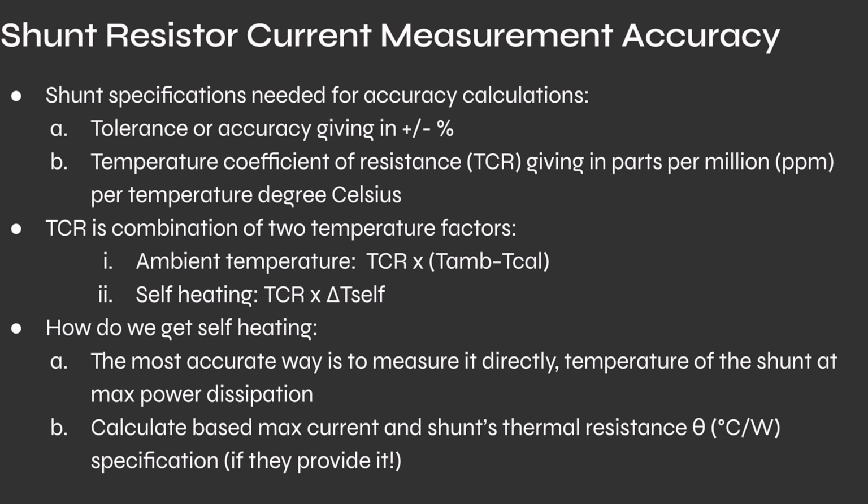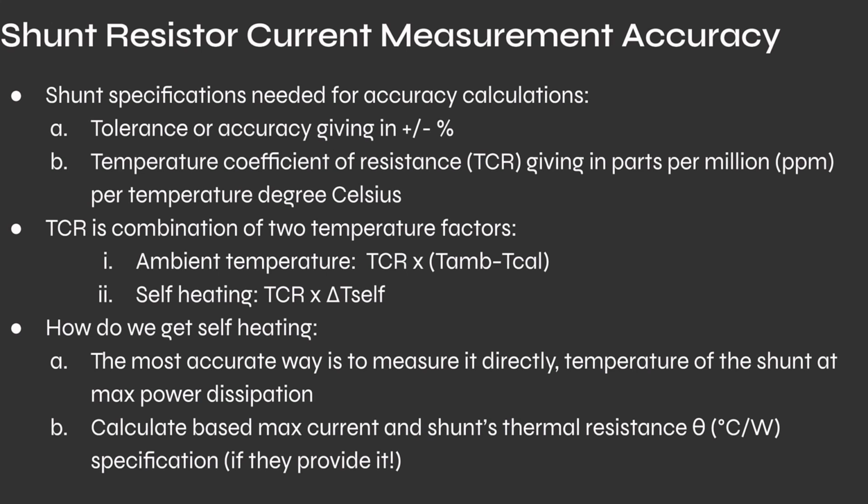This spec actually has two parts, right? It's the ambient temperature where the shunt's being used. So let's say there's no self-heating in the shunt. If I'm using the shunt in an ambient temperature that's higher than the temperature it was calibrated or tested in, which is typically 25 degrees C, might be 23 degrees C, but it's typically 25 degrees C, what is the difference where I'm using that shunt? And that difference leads to basically some error based on the TCR specification.